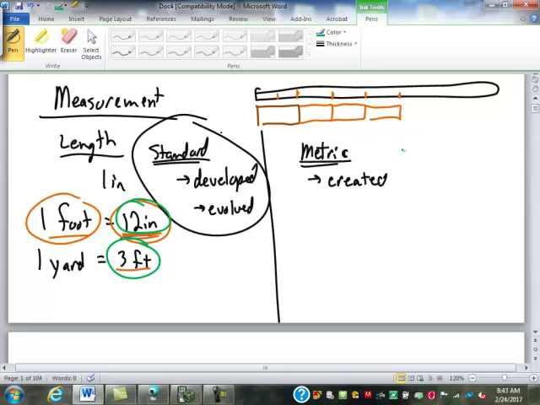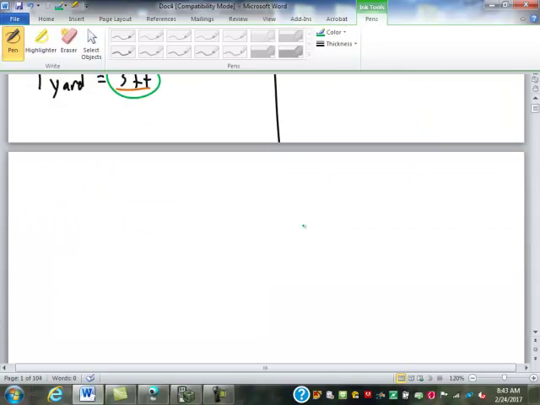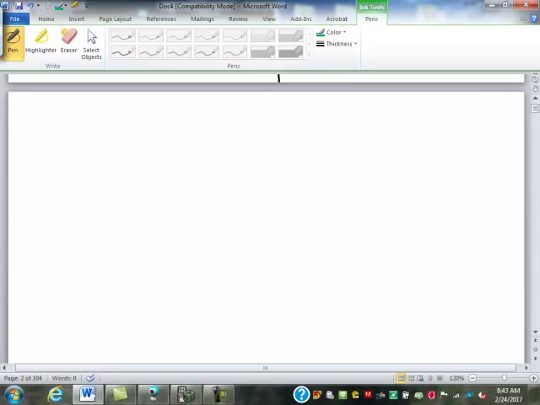So the metric system, everything was based on tens. Because everything was based on tens, and the place values of our numbering system are also based on tens, the conversions within the metric system ended up being based on just moving decimal points. So we'll come back to that more in a little bit. Let's take a look more at specific units.